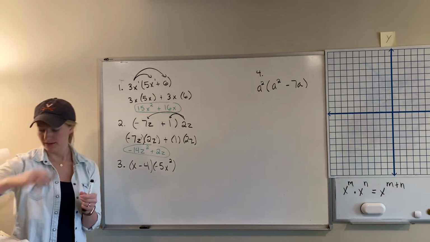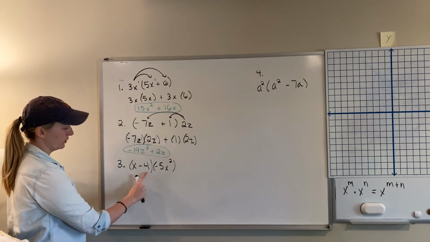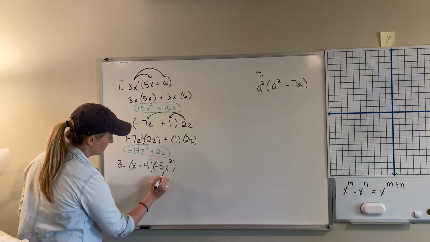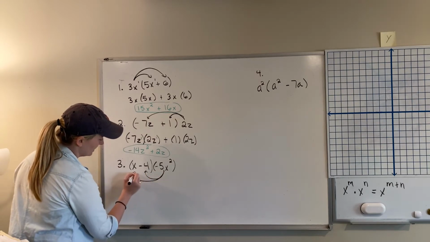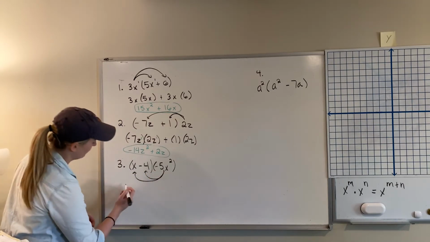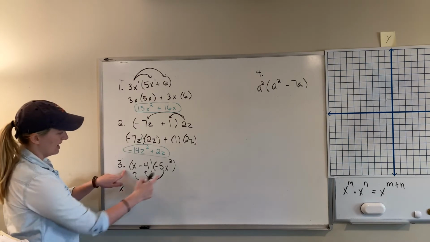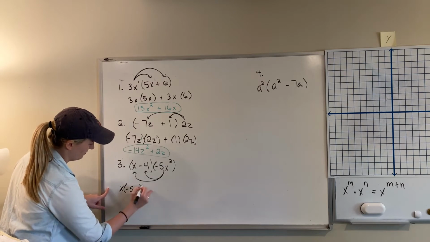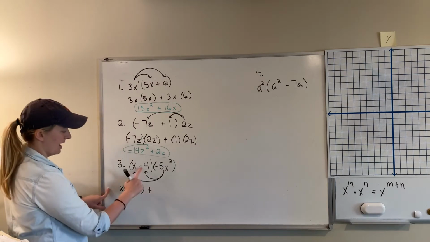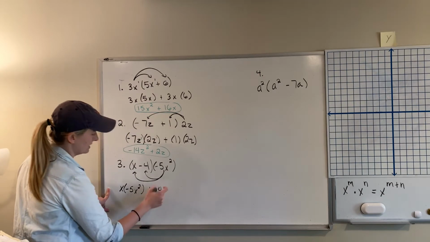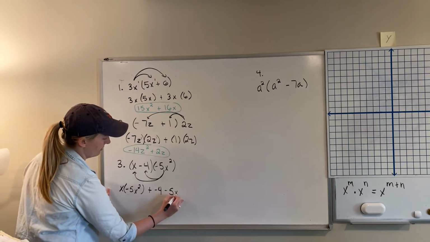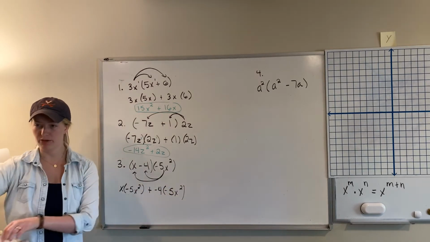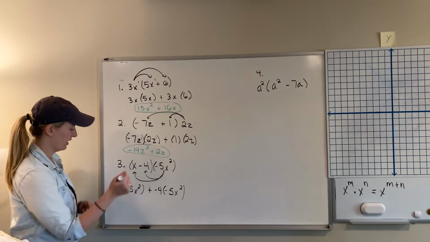Example 3. I have x minus 4 times negative 5x squared. So I'm going to take my negative 5x squared, multiply by everything inside of my parentheses. So I'm going to have x times negative 5x squared plus negative 4 times negative 5x squared. Step 1, multiply your leading coefficients first. Step 2, add your exponents.